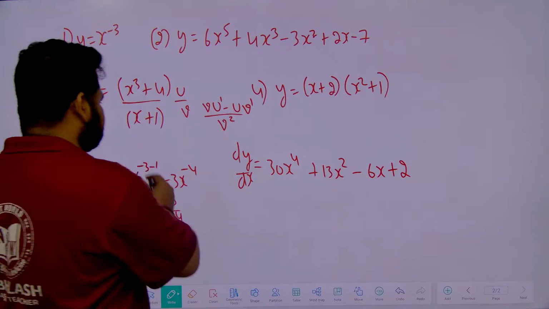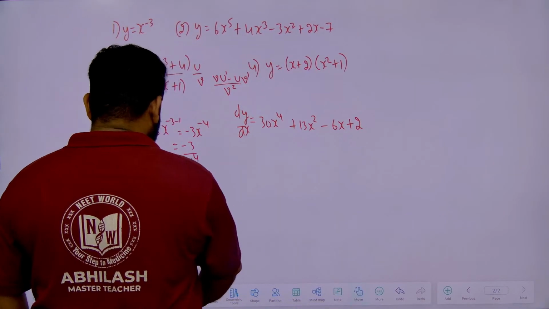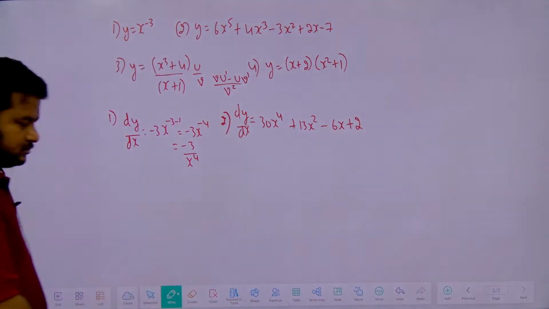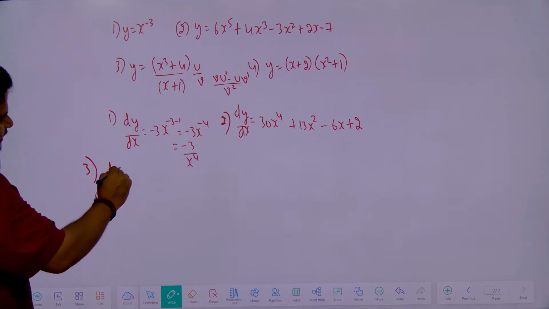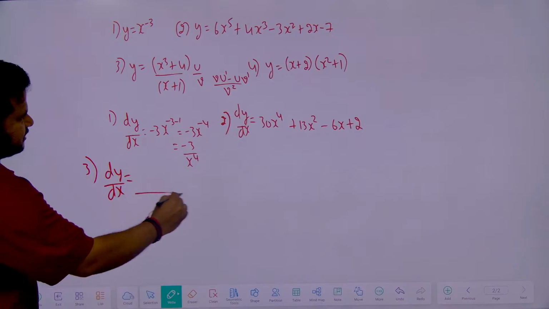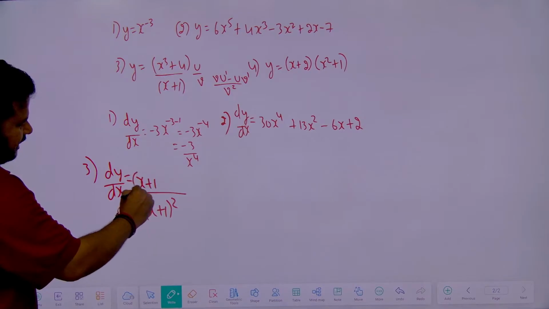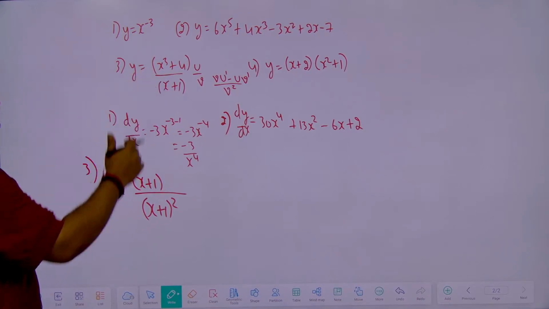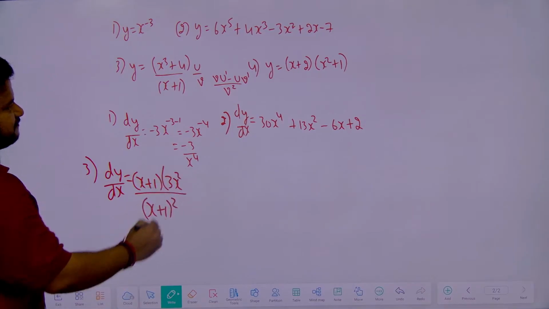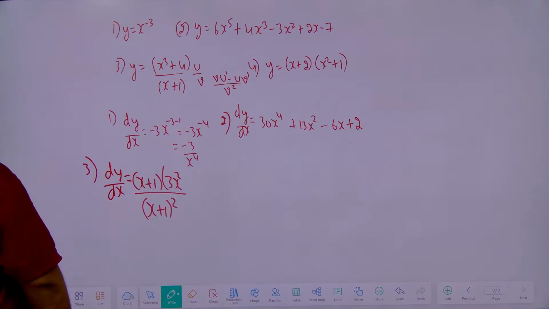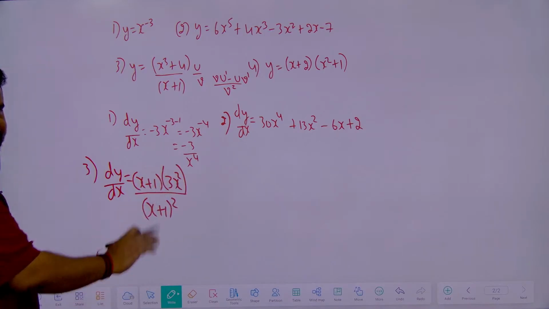Now what we have to do for this question, third question, see here, observe carefully. So dy by dx will be, denominator is x plus 1 whole square. So denominator write as it is x plus 1, and you have to differentiate this numerator, x cube plus 4. Derivative of x cube is 3x square. Plus 4, derivative of 4 is 0. So no need to write 0, leave it as it is.